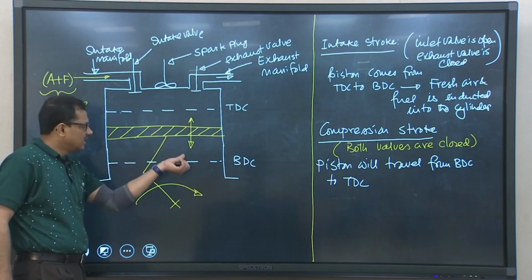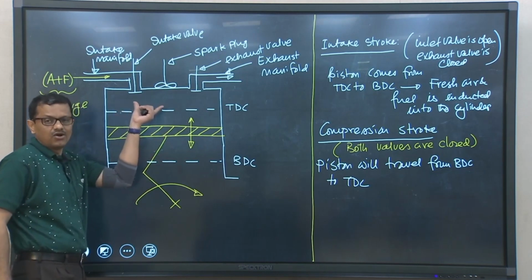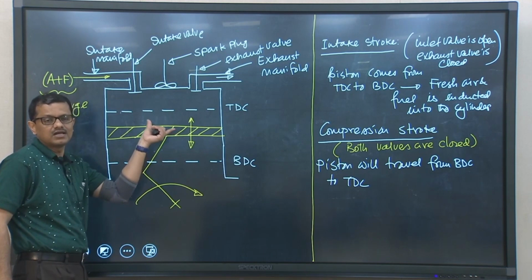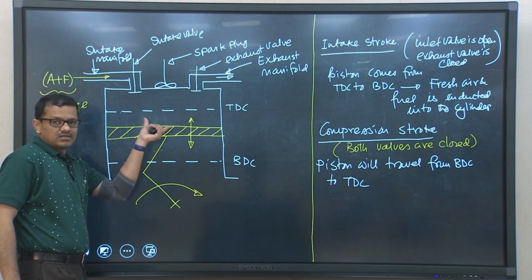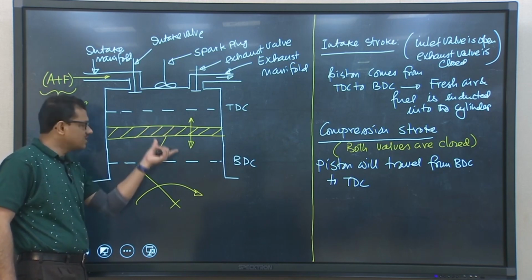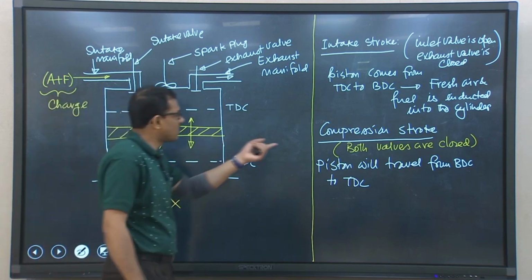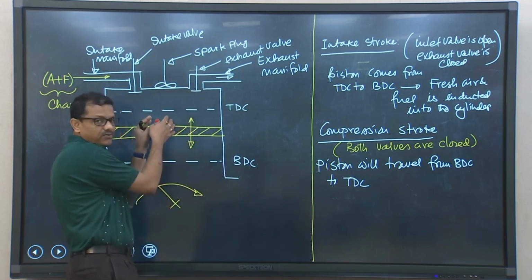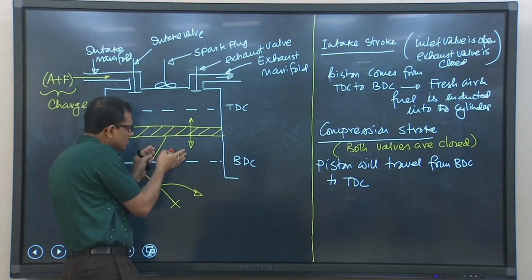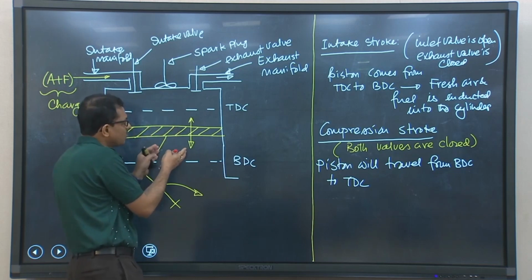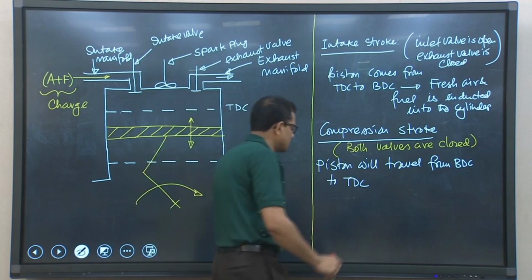You can understand that in the beginning of the compression stroke, the entire space is filled with air-fuel mixture if it is an SI engine, or it is filled with only fresh air if it is a CI engine. Whether it is air-fuel mixture or fresh air, that substance will be compressed during the compression stroke, and that is why the name is compression stroke. The air-fuel mixture, or only fresh air in a CI engine, will be compressed as the piston travels from BDC to TDC. So, that is why this is known as the compression stroke.